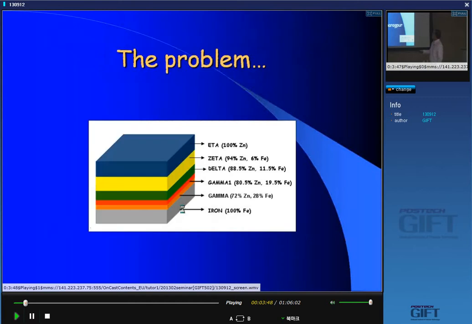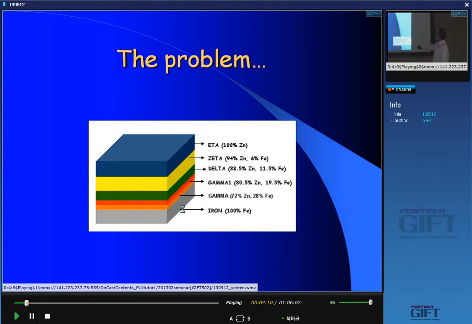Okay. Now let's get here. What is the problem? Well, this is not my invention. Those of you who have taken a course on coating or maybe corrosion, oxidation, etc., you're aware of it. We're looking at a coated, zinc-coated steel.